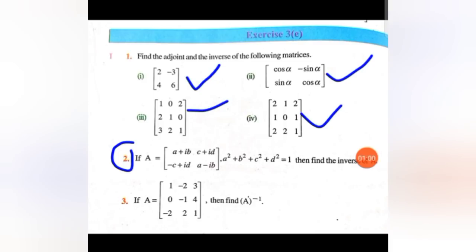But here a squared plus b squared plus c squared plus d squared equal to 1 is given. We get this relation because the elements of A contain i, the imaginary part, so here you can use i squared equals minus 1. If there exists any i squared, then I need to replace that with minus 1.